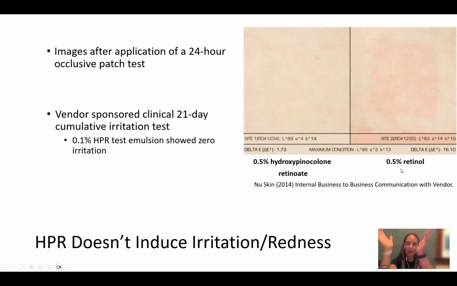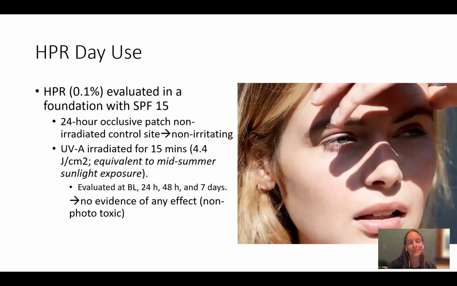And again, if you think back to our inverted triangle, the retinoic acid ester is here. You've got the retinol and then the retinaldehyde. So again, we're getting less irritation down here, but we're getting a more active form of the retinoid at the same time, which is just exactly what we want, right?